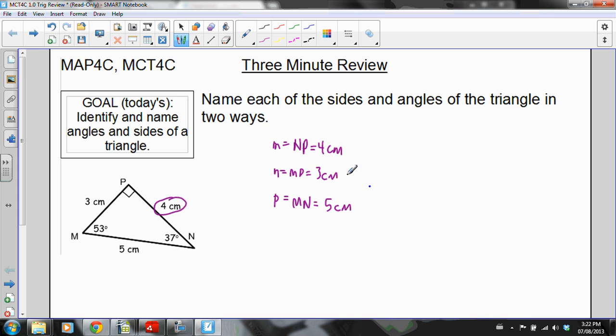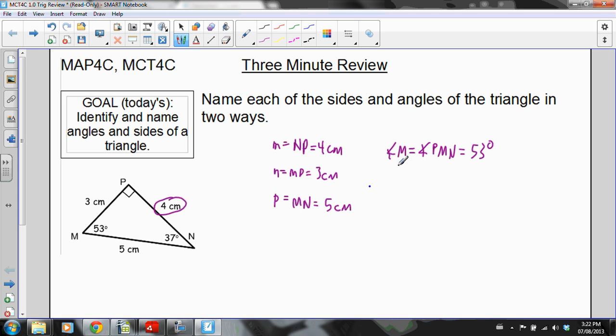Angles, on the other hand, can be labeled in two ways. One with just the letter. Angle M is 53 degrees, but we can also label it with 3 letters, with M being the middle one, PMN, for instance. And that's 53 degrees.